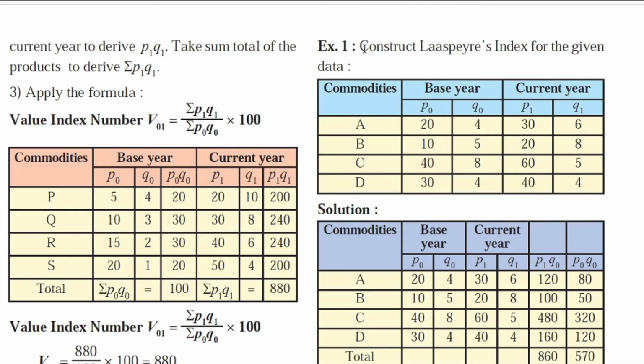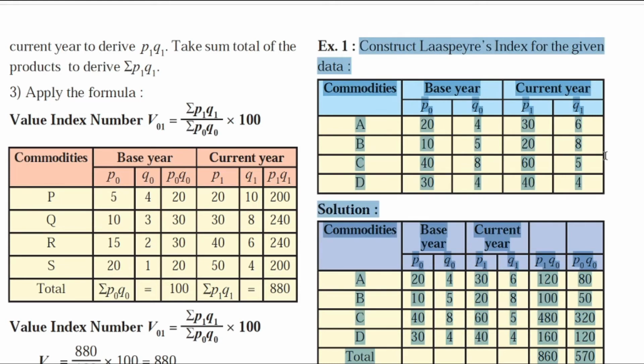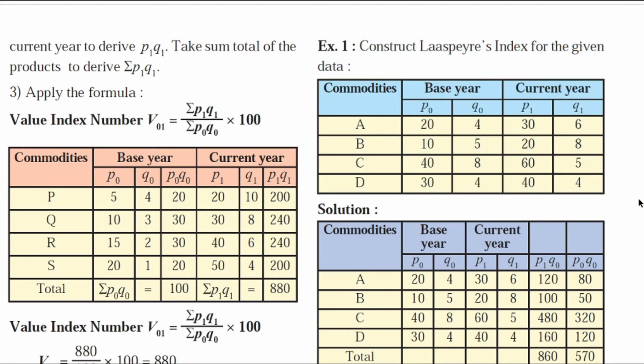Construct Laspeyres index for the given data. Here a simple question has been given, my dear students. 3 columns: commodities, base year and current year. You can see 0 is the suffix of base year. So P0 and Q0 are the price for base year. For commodity A 20, B 10, C 40 and D 30. Similarly, quantity in the base year was for A 4, for B 5, for C 8 and for D 4. And here are the prices and quantities of commodities for the current year.